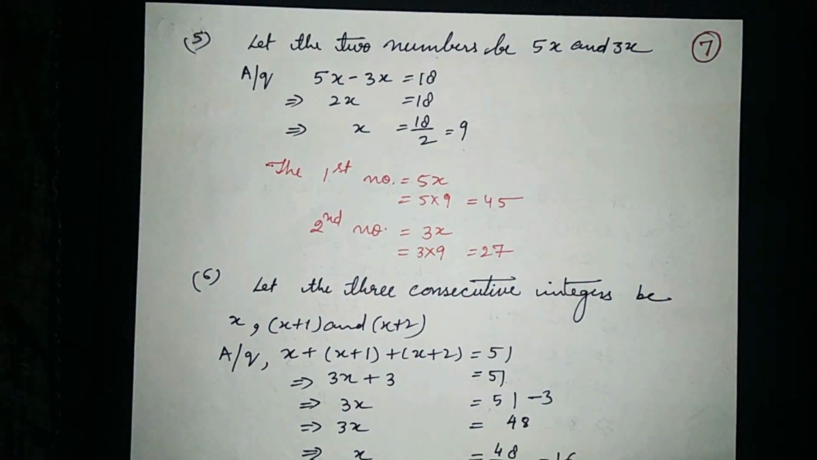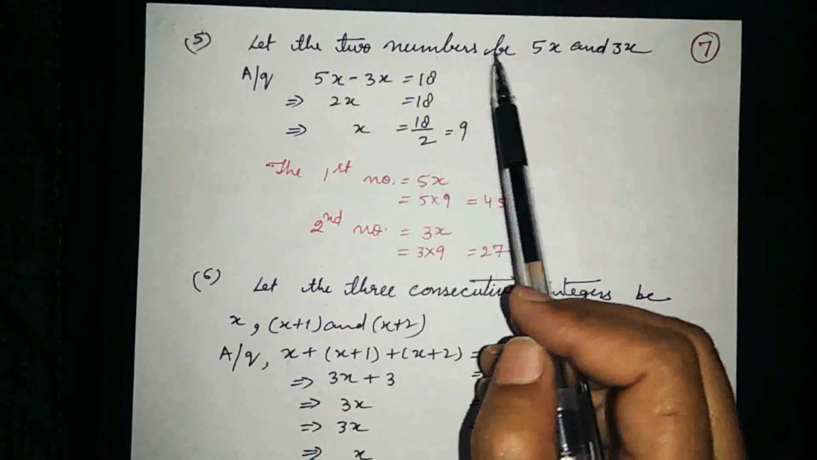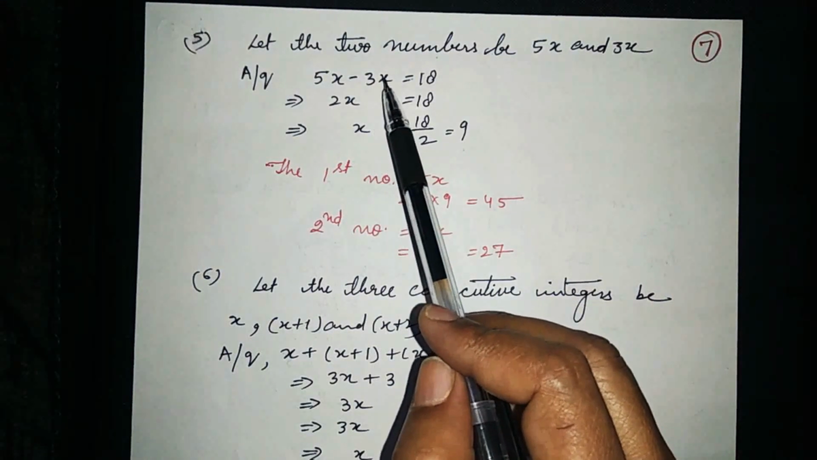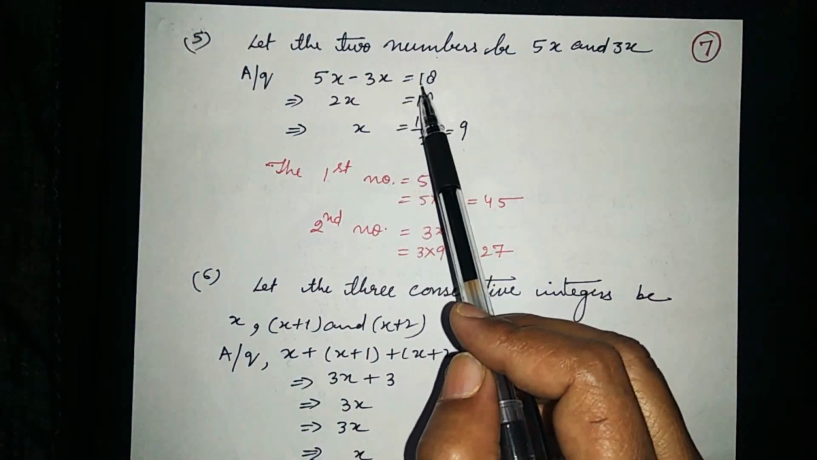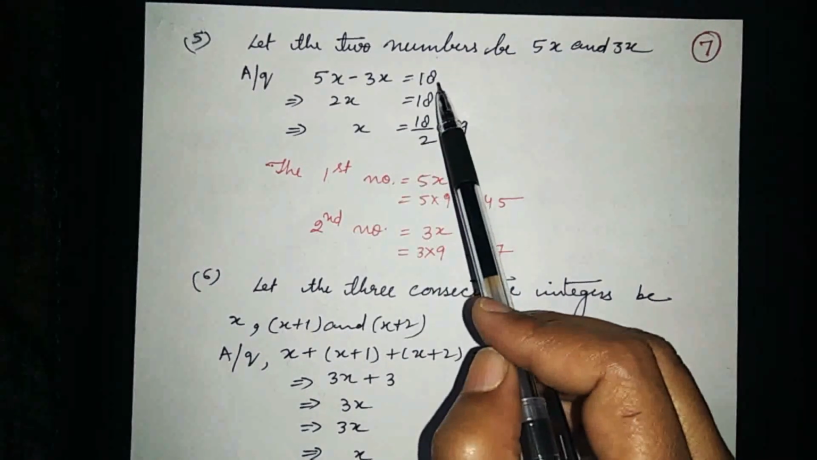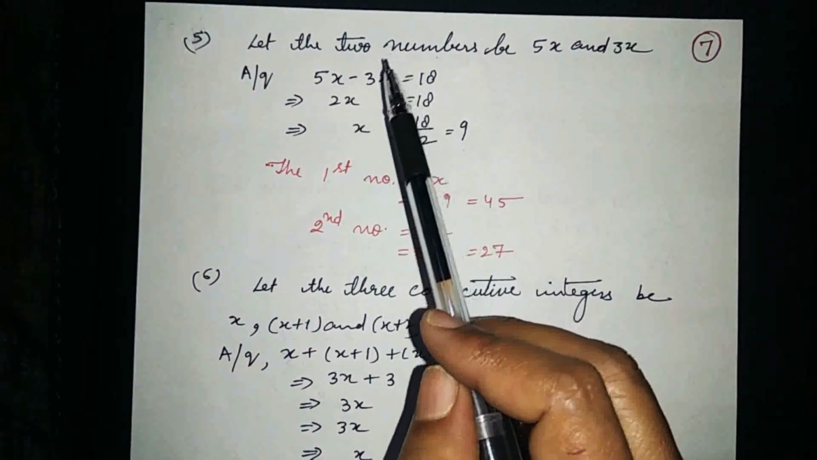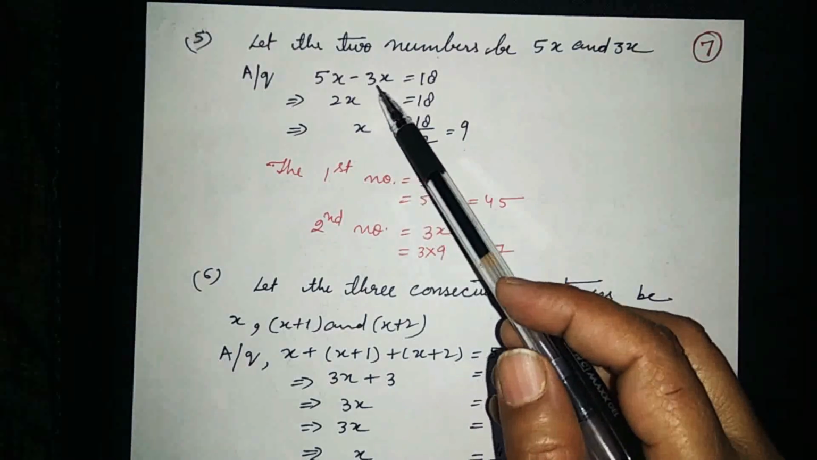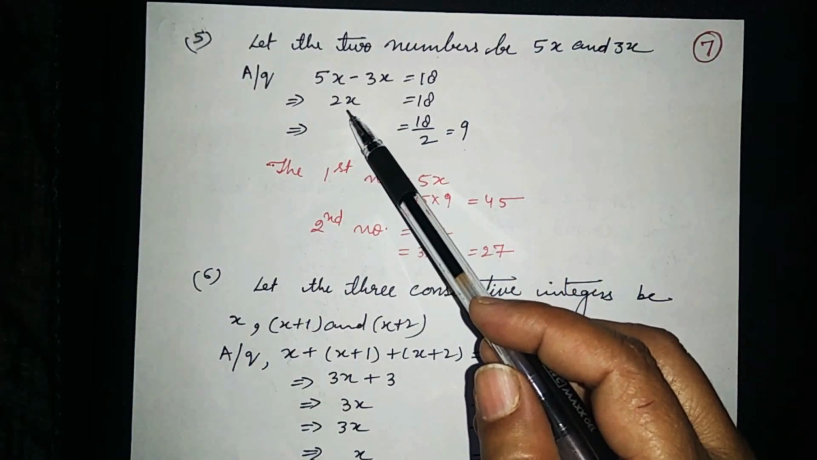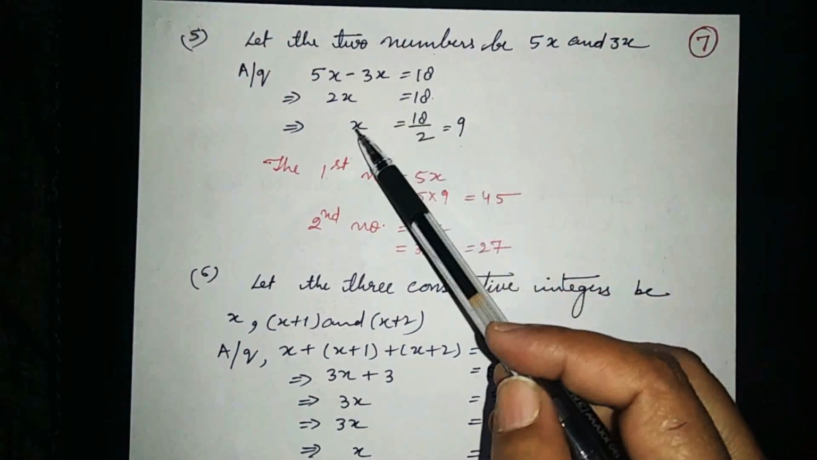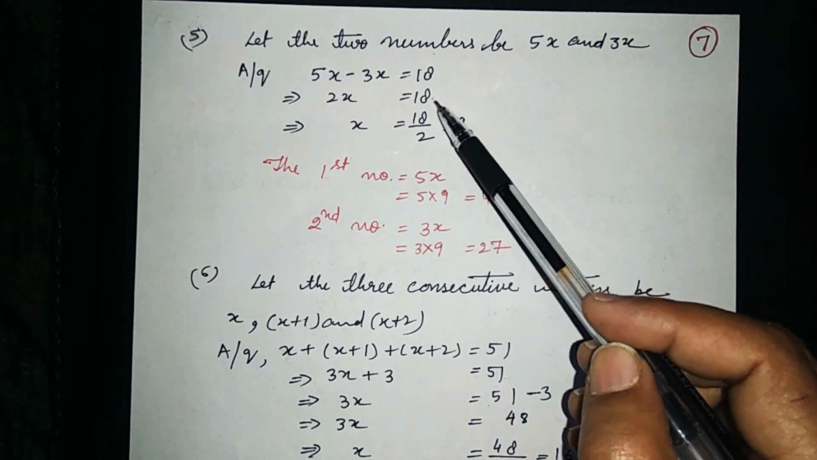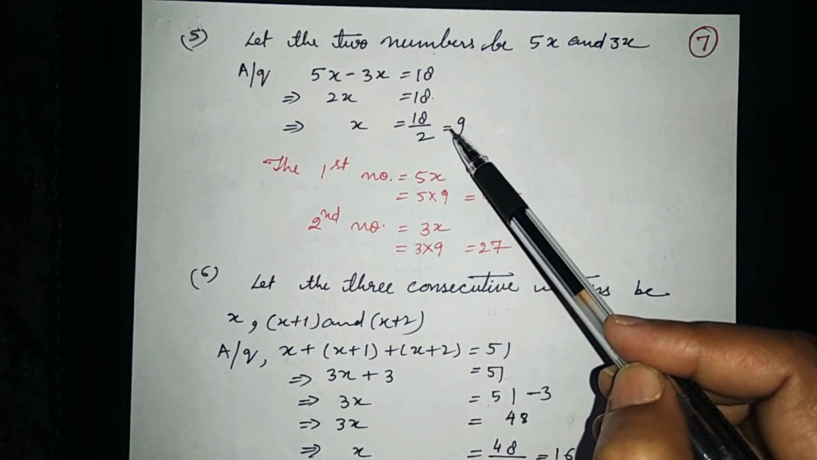Then see the second line of the question, if they differ by 18, means 5x minus 3x is equal to 18. Now your equation is this. 5x minus 3x, what will come? 2x is equal to 18, and x is equal to 18 divided by 2 is equal to 9.